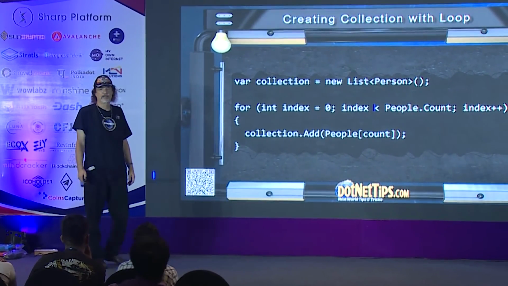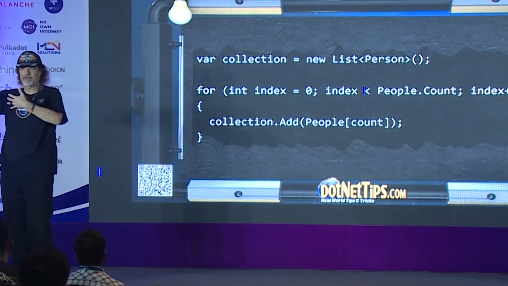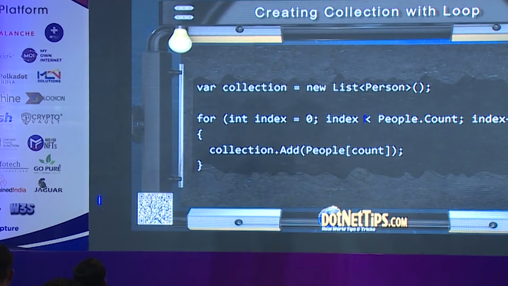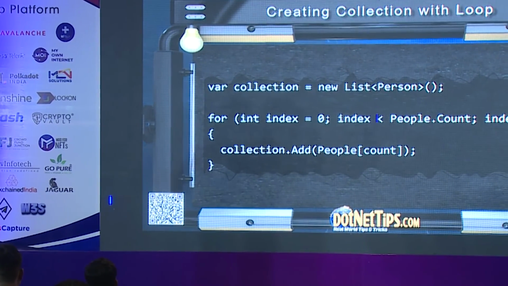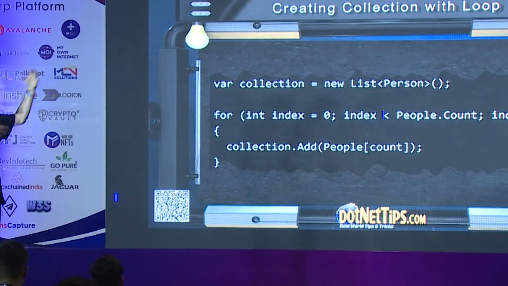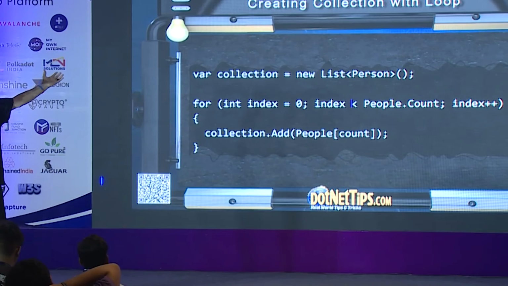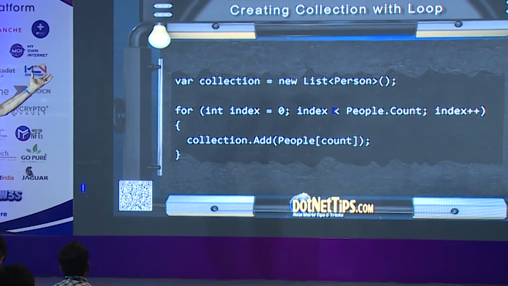Creating a collection with a loop. So many times we get a collection from an API or a service or a database or something like that. We go through it, we modify some data, and we put those items into a new collection and maybe send it on through our API. So we do this all the time, creating a collection from a collection.